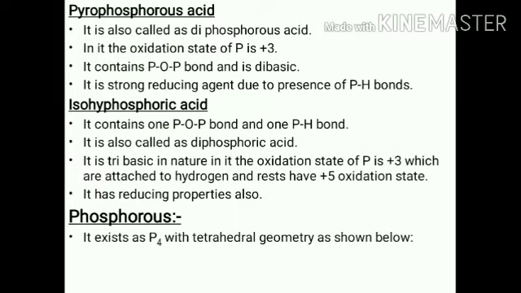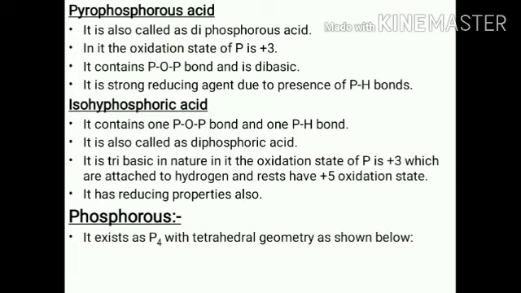Now another acid is isohypophosphoric acid. Okay, it contains 1 POP bond and 1 PH bond. It is also called diphosphoric acid. It is tribasic in nature. In it, the oxidation state of P is plus 3 for the one attached to hydrogen, and the rest have plus 5 oxidation state. It has reducing property also.